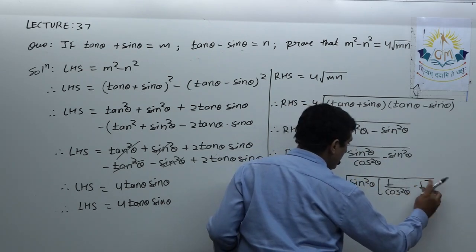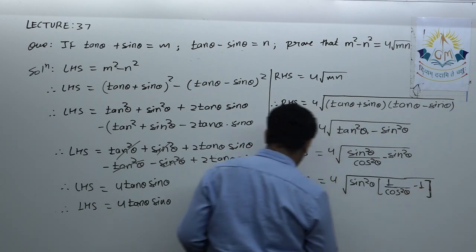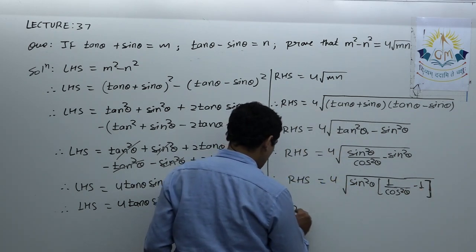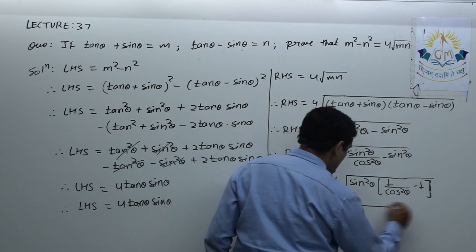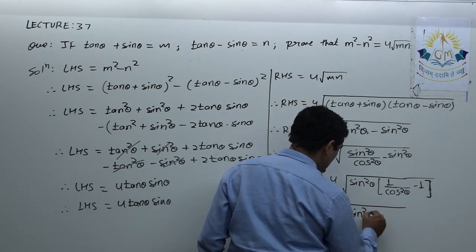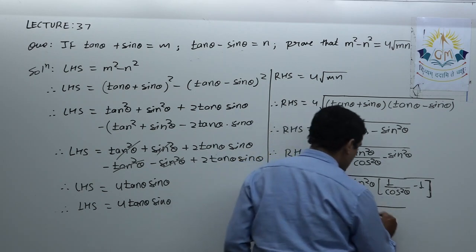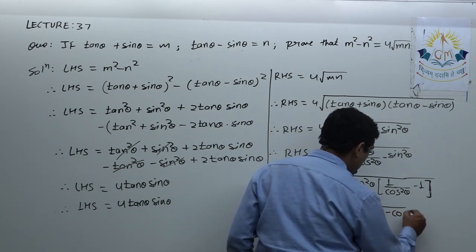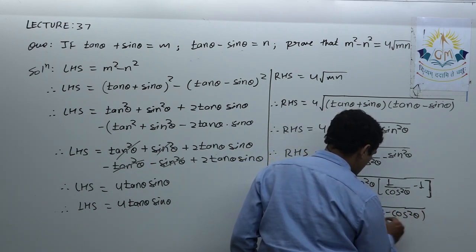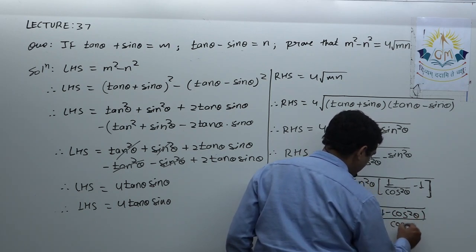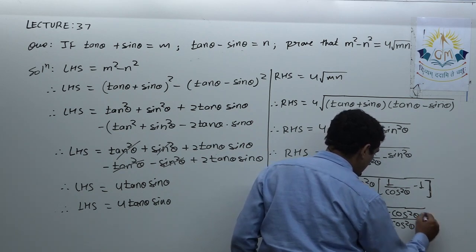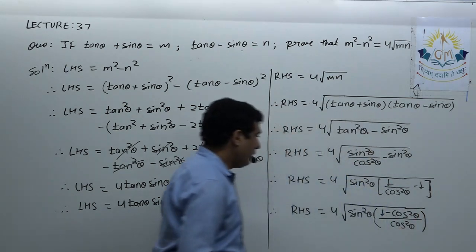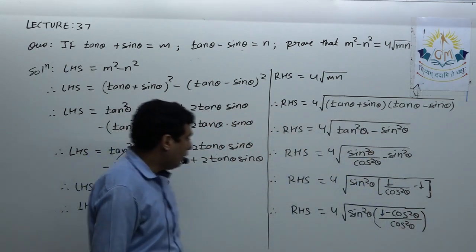Okay, this is the expression I will get over here. Now further, this RHS is equal to 4 sine square theta. Now this can be written as 1 minus cos square theta upon cos square theta, if I take the LCM. So this is almost done.